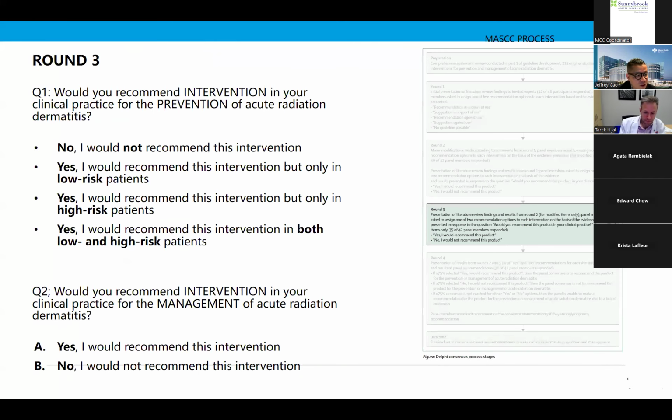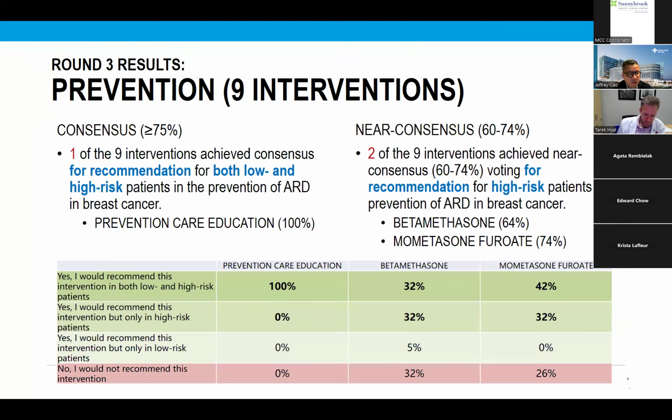So for round 3, we went through the same vote process to try to break those near consensus or no consensus votes after some further discussion. And again, same thing, low risk, high risk, both low and high risk. Of course, you don't have to do that for the management because you already have the radiation dermatitis. So with round 3, prevention care education came out with consensus at 100%. And then near consensus for the steroids, betamethasone and mometasone, for the prevention.